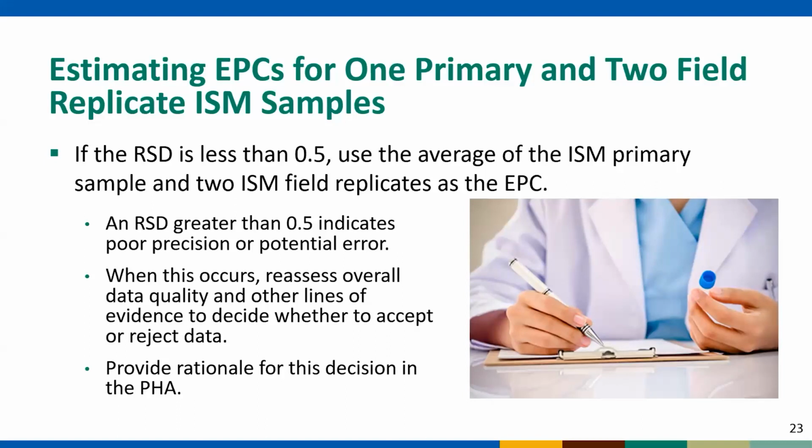In these cases, it may be useful to consider interpreting the RSDs in context with available health comparison values. For example, if the ISM results are far below the CVs, it might not be as much of a problem or concern if the RSD is greater than 0.5.